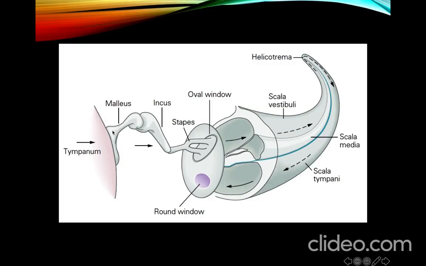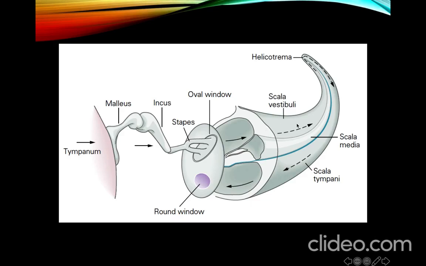Here is another picture which is basically showing the three ossicles, and the footplate of the stapes, which is attached to the oval window. Now here again is the coiled tube, which is shown in a straightened or stretched form. The part of the cochlea which is near the oval window is known as the base. This one is the base, while the area which is away from the oval window is known as the apex.